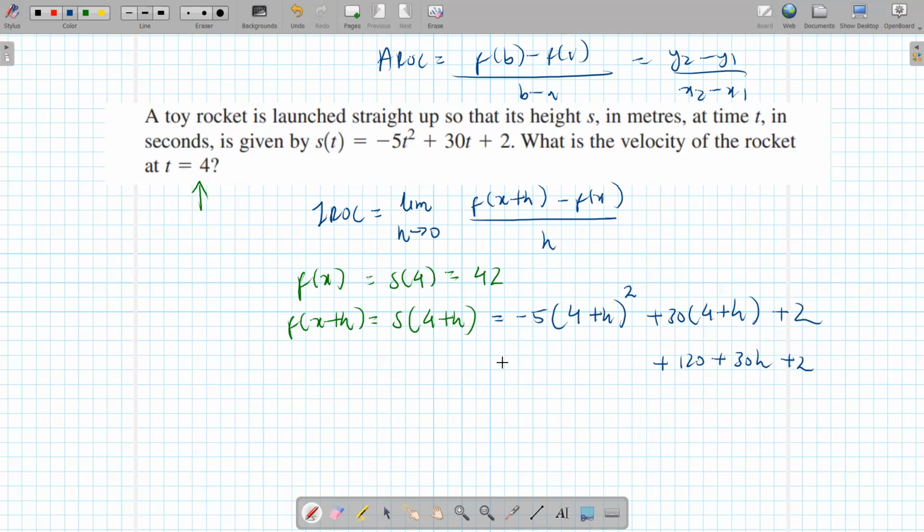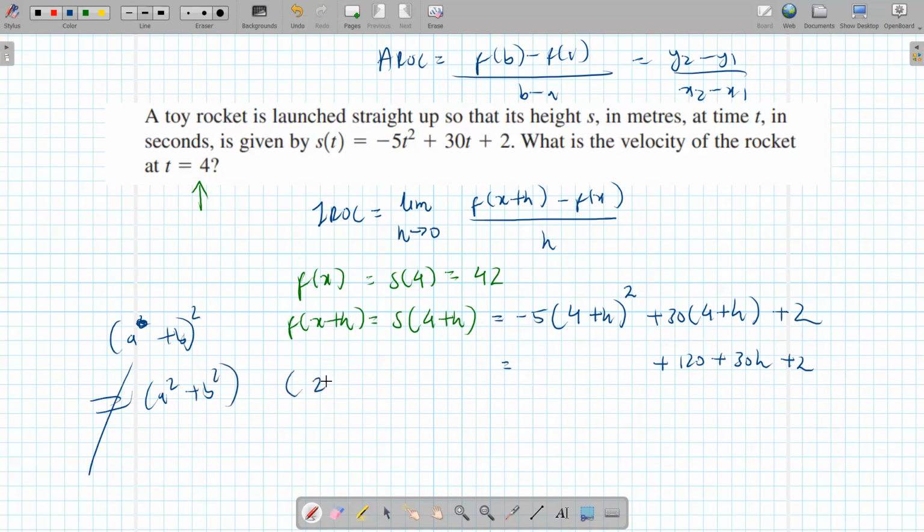So what does that give us if we were to do that? Negative 5 times 16 plus h squared. All right, so that is wrong. I'm going to show you why that's wrong. You're on the right path, but this is a very common mistake. When you have something like (a plus b) whole squared, this is not equal to a squared plus b squared. You're missing a term here.